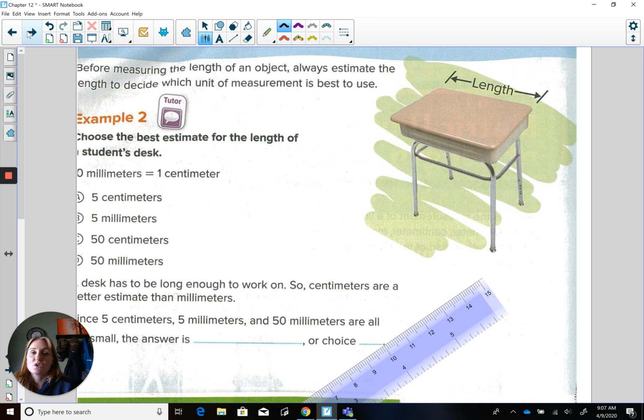because some things are too large and some things are just too small for that tool to use. So for instance, if you have this desk here, so imagine sitting back at your desk, right? This example says, choose the best estimate for the length of a student's desk. So underneath there, you can't really see, but they give us options in millimeters, centimeters, and meters. Okay, we need to figure out what is most reasonable.